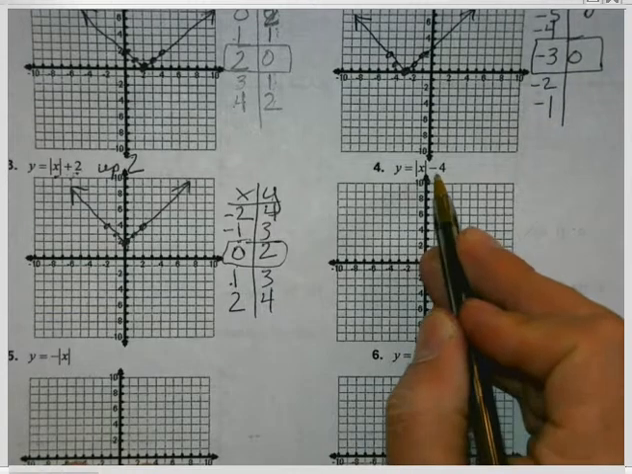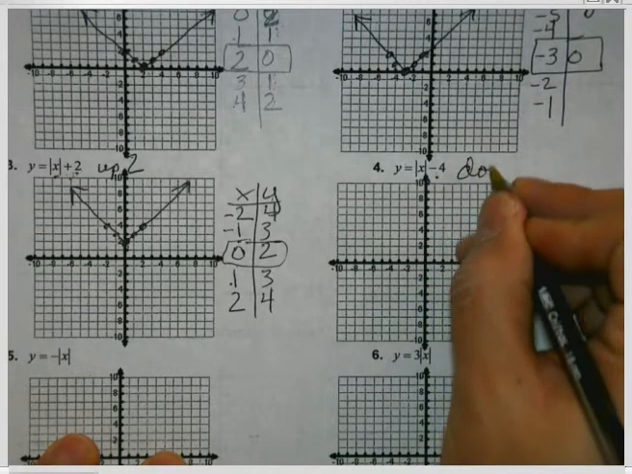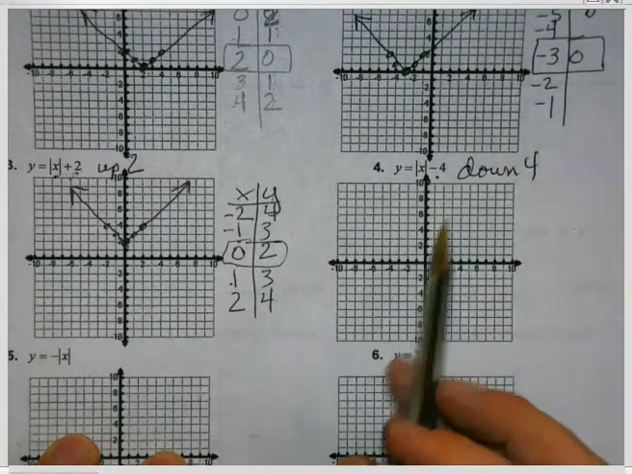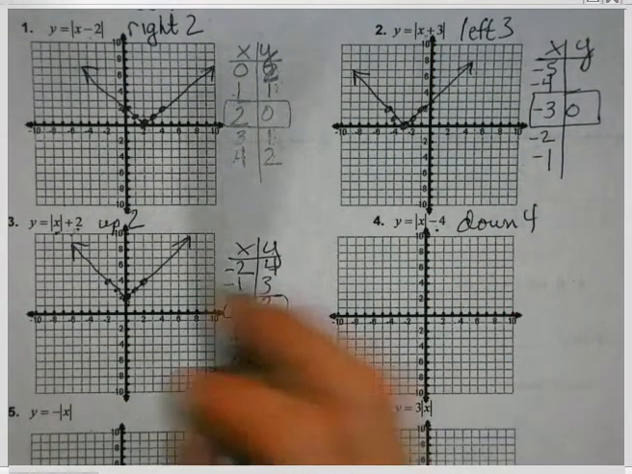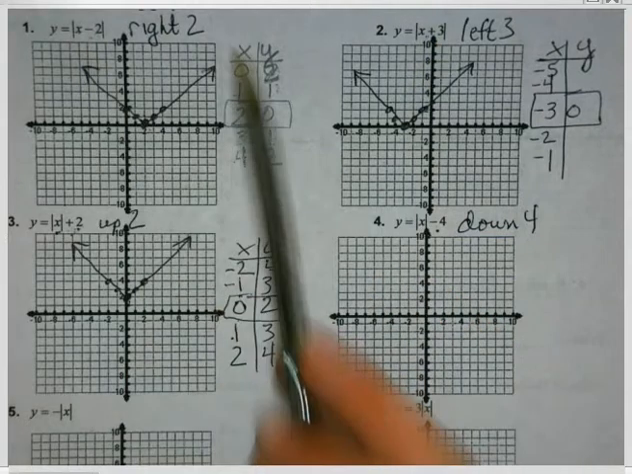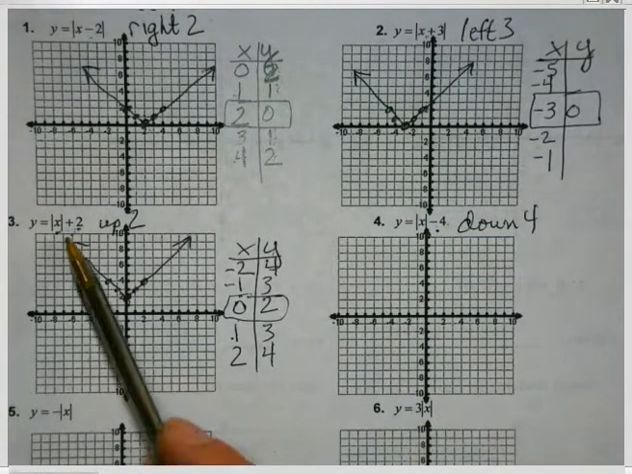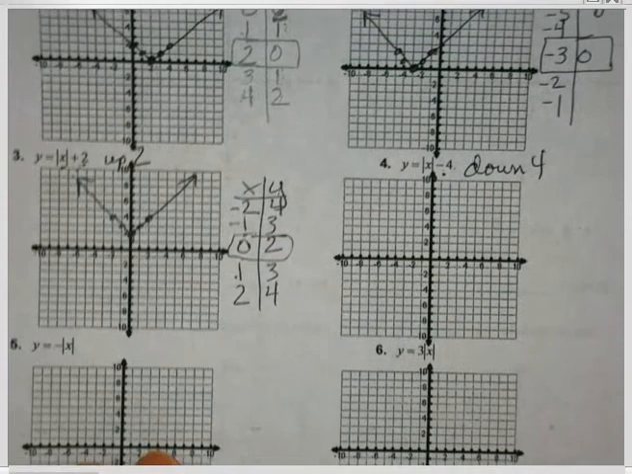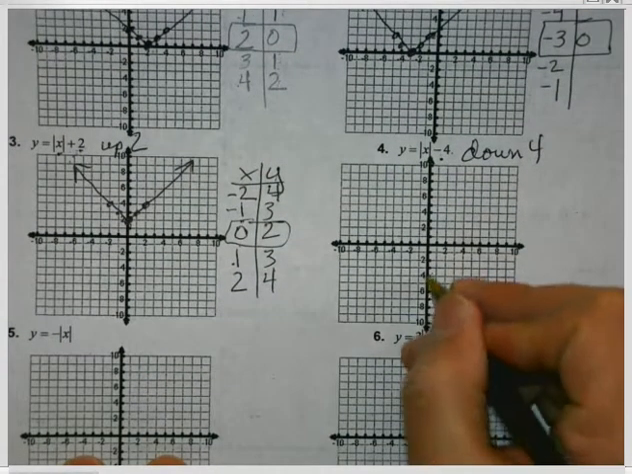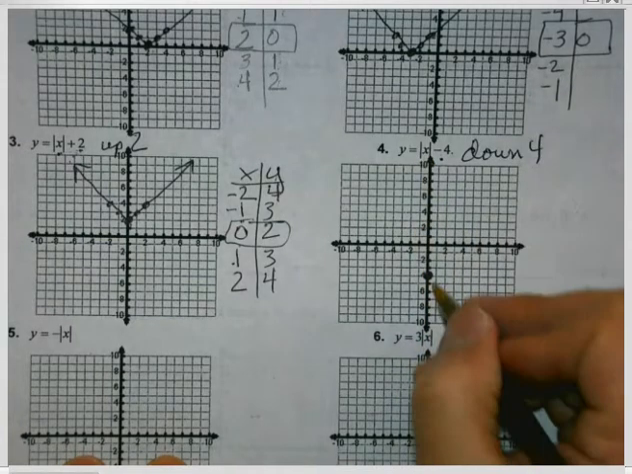What will my shift be for number 4 then? Down 4, because again, once we're outside, let me bring this down a little, when we're inside the absolute value with our shift, that's left and right. When we're outside the absolute value, now we're up and down. So now we're down 4. There's my first point. And I don't have a change in my coefficient.